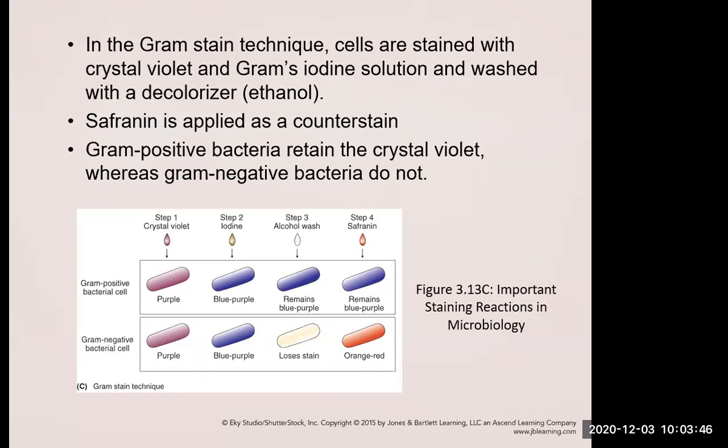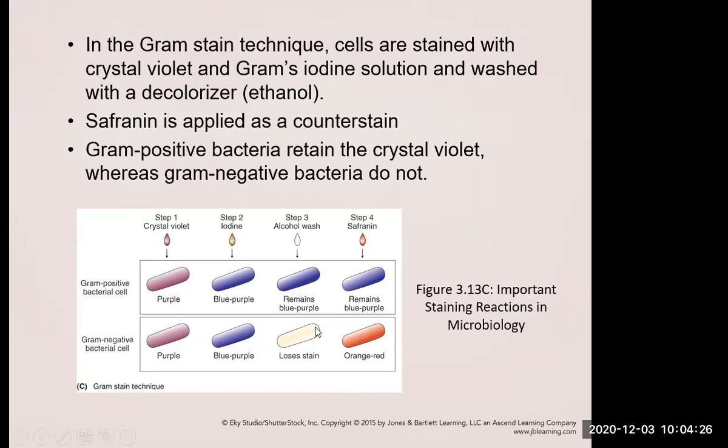The third step is called an alcohol wash. So only gram-negative bacteria will have their blue color removed. That's because their outer layer contains lipids. These lipids are soluble, or they will dissolve when they're exposed to ethanol. Gram-positive bacteria lack these outer fatty acids, these outer lipids, so the ethanol does not remove the crystal violet and the iodine that's bound to the outer layer called peptidoglycan. So they're going to keep their purple color.